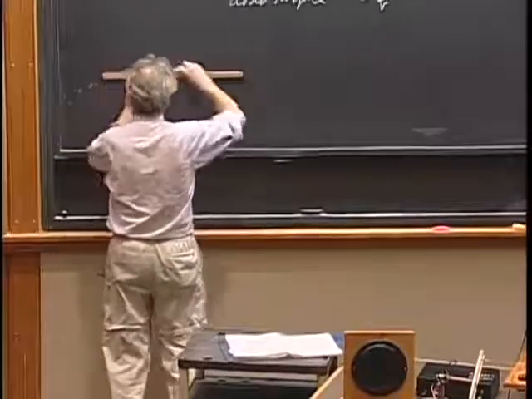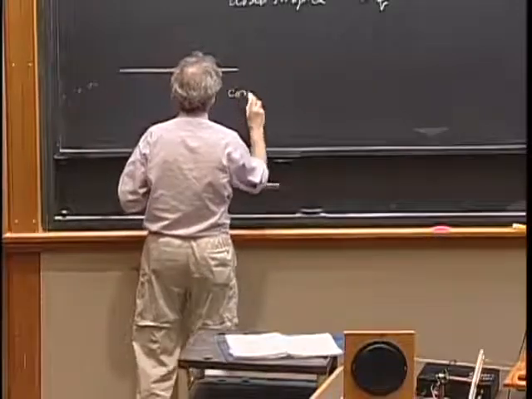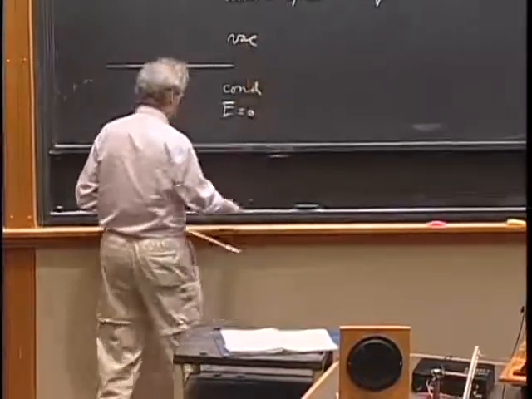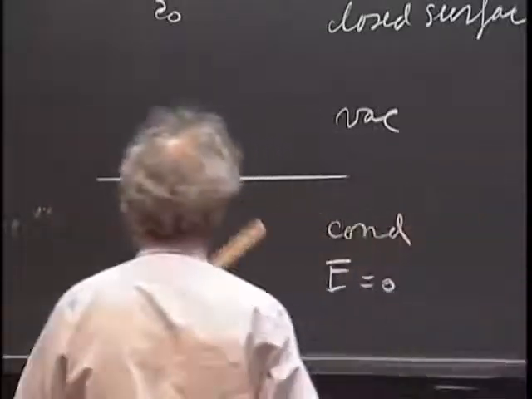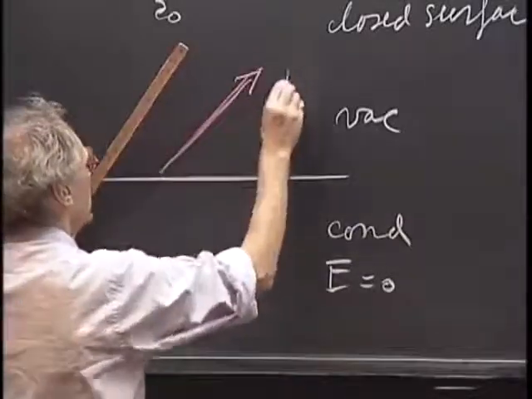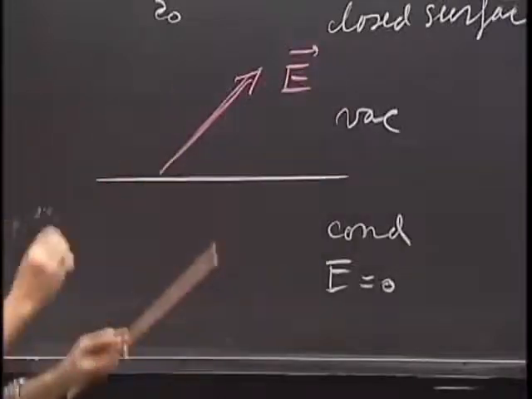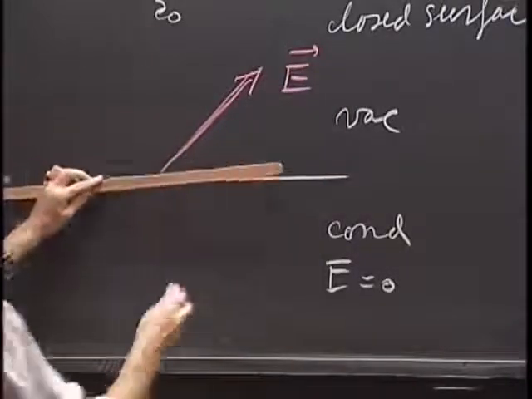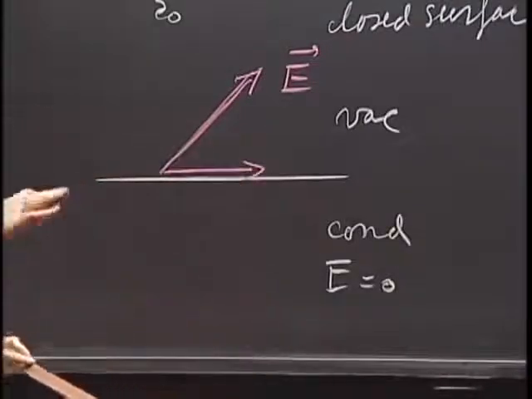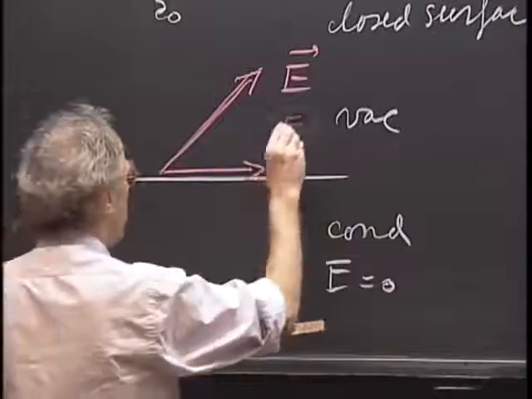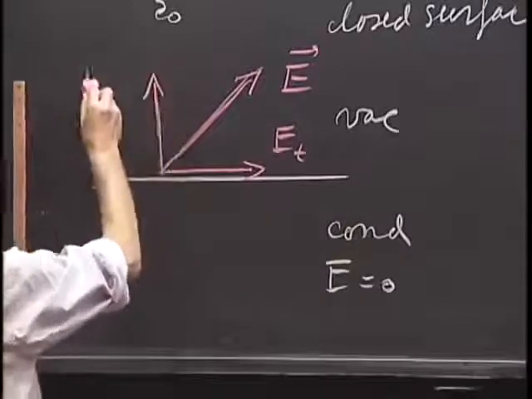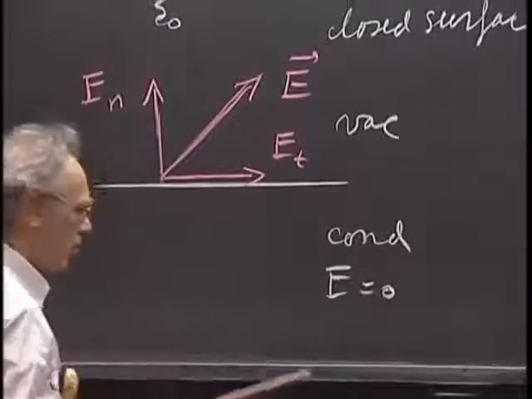So let's assume that this is the boundary between the conductor, where the E field is everywhere 0, and let this be vacuum. And so I have an electric field, the electromagnetic wave comes in, and the electric field, say, is in this direction. It's a changing electric field vector. I'm decomposing this now into a component which is tangential, that is in the plane of the surface, and I call that E tangential, and a component which is normal to the surface, and so I give that an n, which stands for normal.